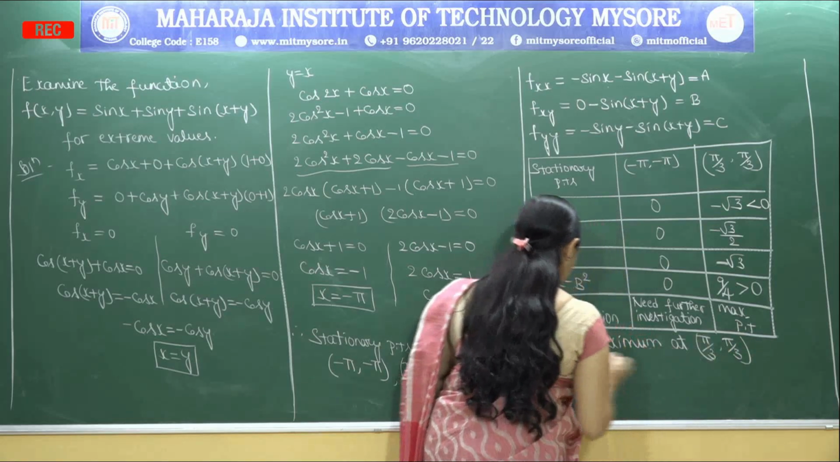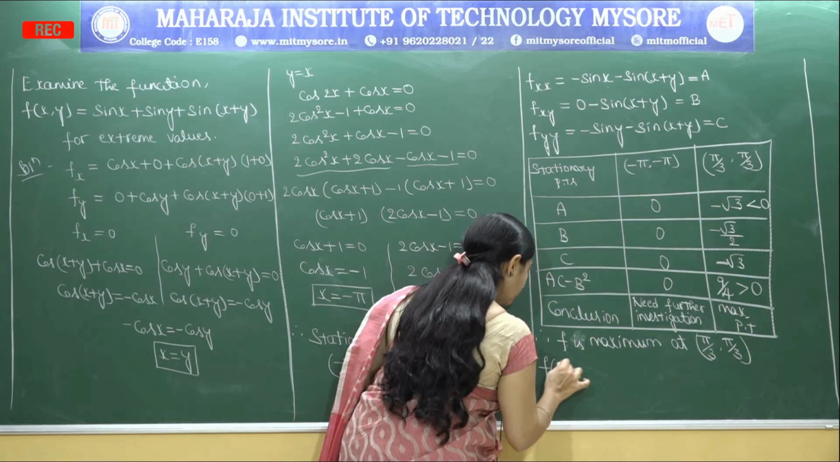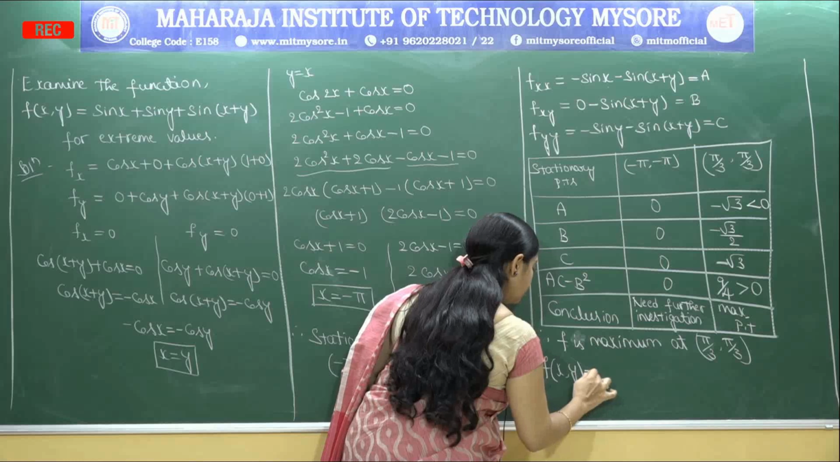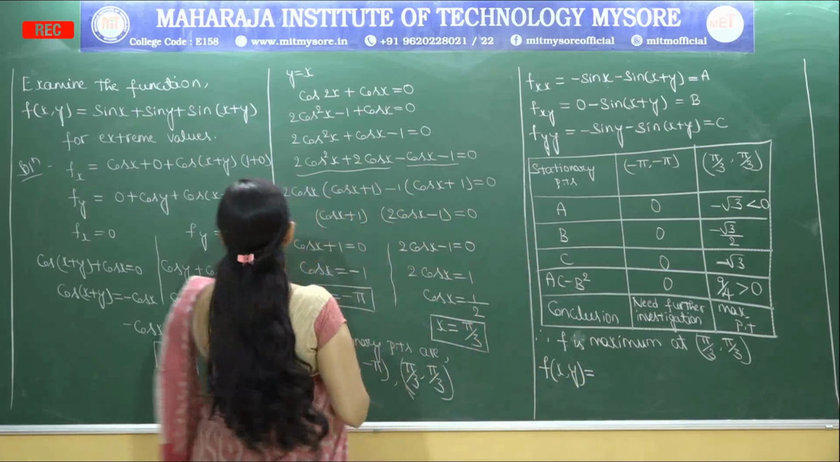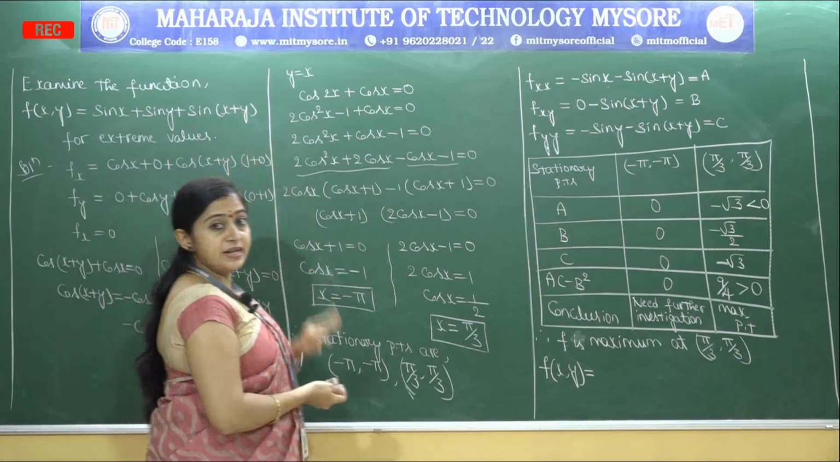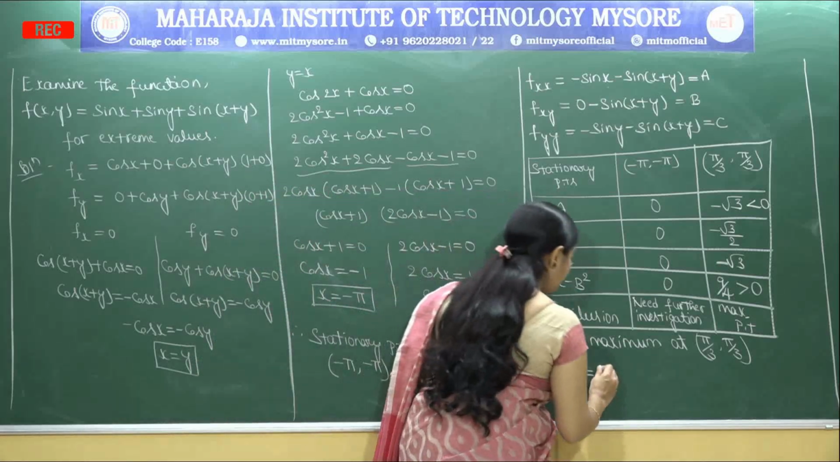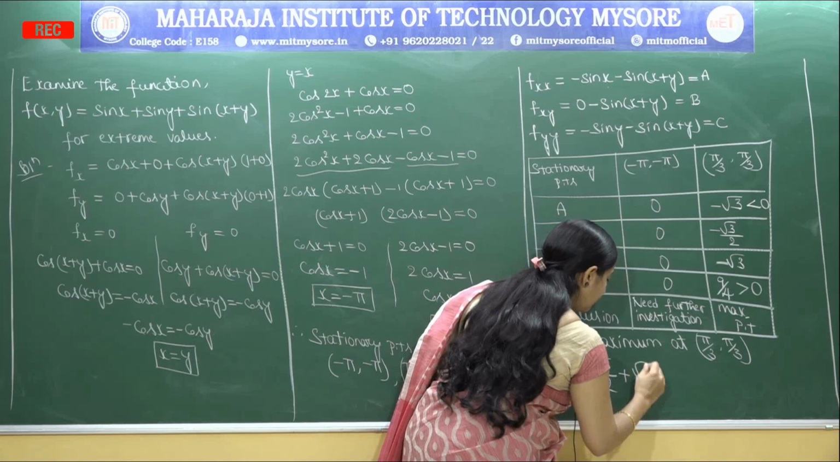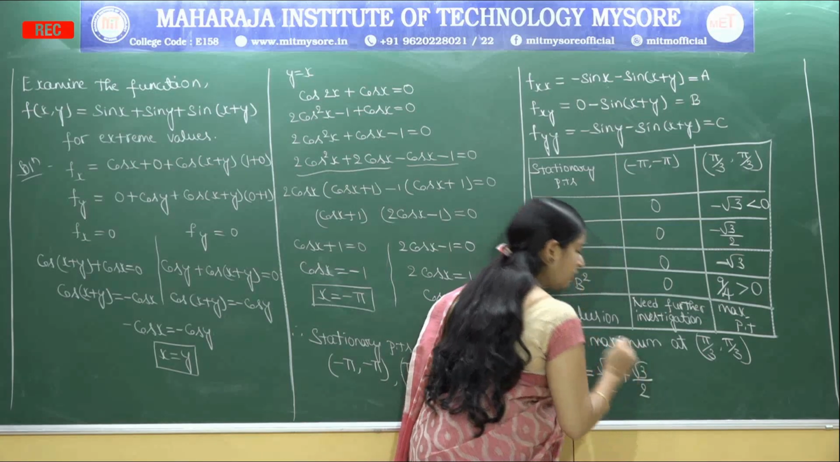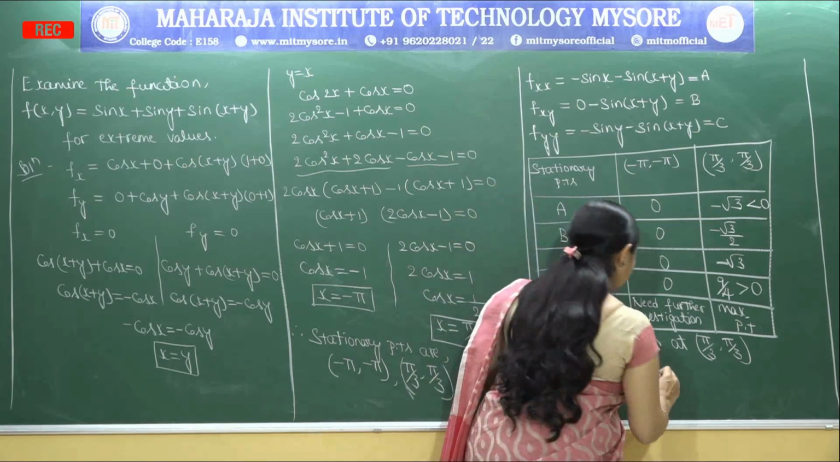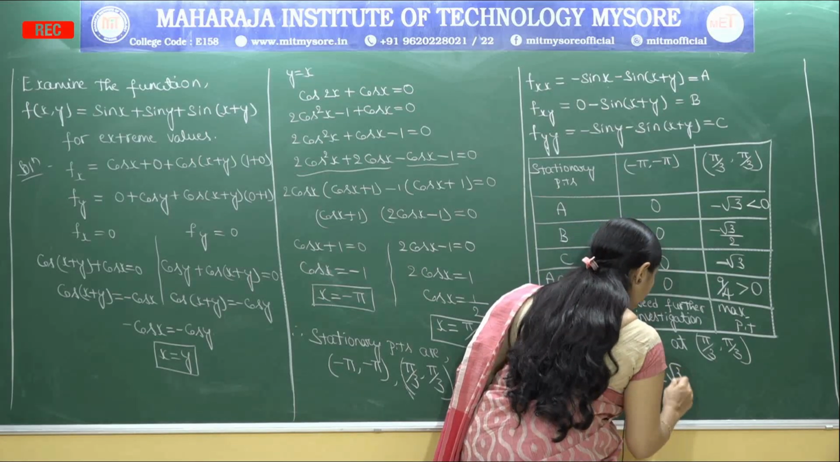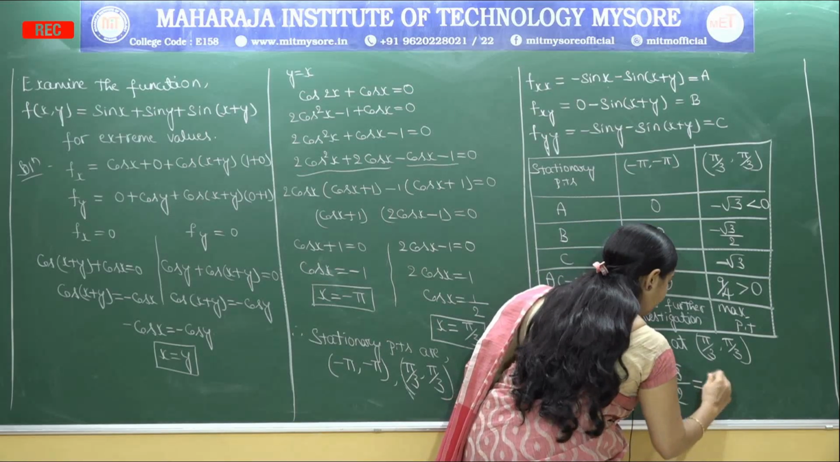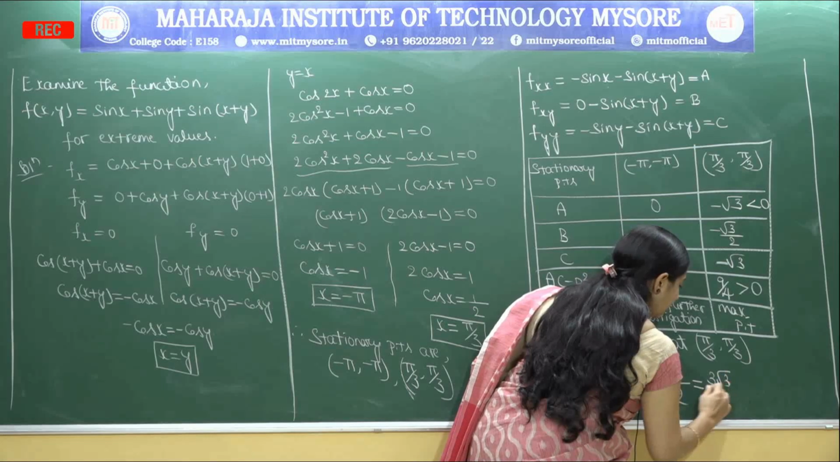Substitute pi by 3 and pi by 3 into the given function, sin x plus sin y plus sin (x plus y). So sin pi by 3 is root 3 divided by 2. Again sin pi by 3 is root 3 by 2. Sin 2 pi by 3 is also root 3 divided by 2. So you got the maximum value, it is 3 root 3 divided by 2.